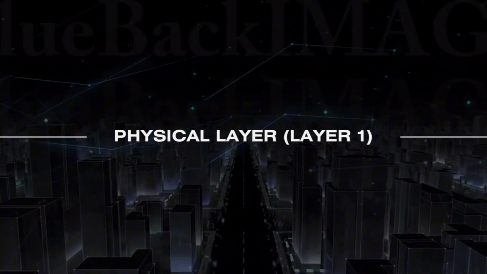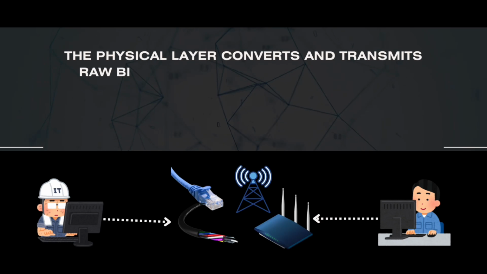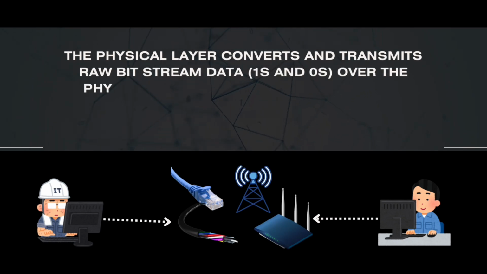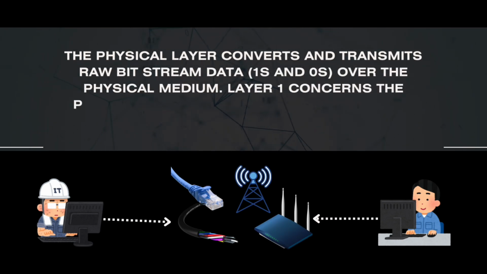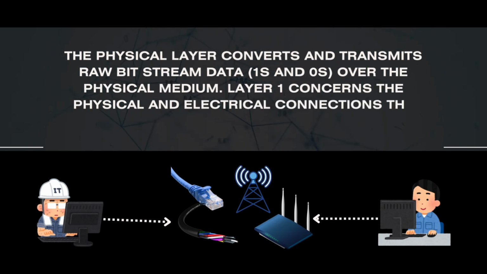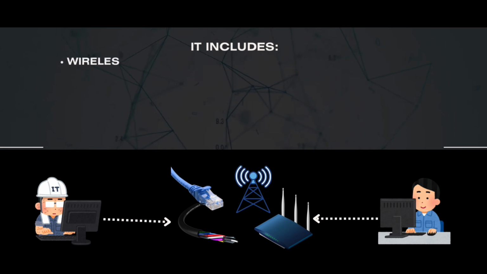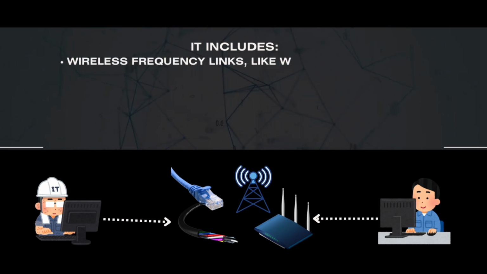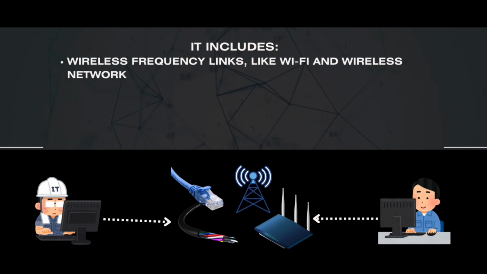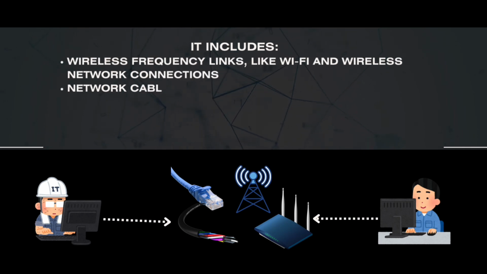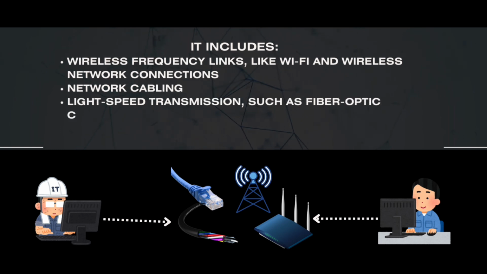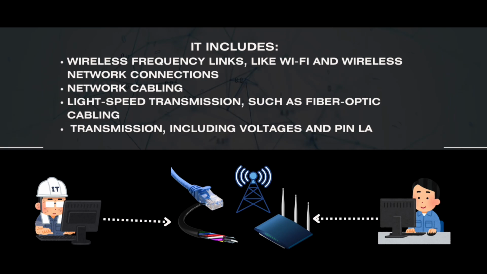Physical layer, layer number 1. The physical layer converts and transmits raw bit stream data, 1s and 0s, over the physical medium. Layer 1 concerns the physical and electrical connections the system uses. It includes wireless frequency links like Wi-Fi and wireless network connections, network cabling, light-speed transmission such as fiber optic cabling, and transmission including voltage and pin layouts.